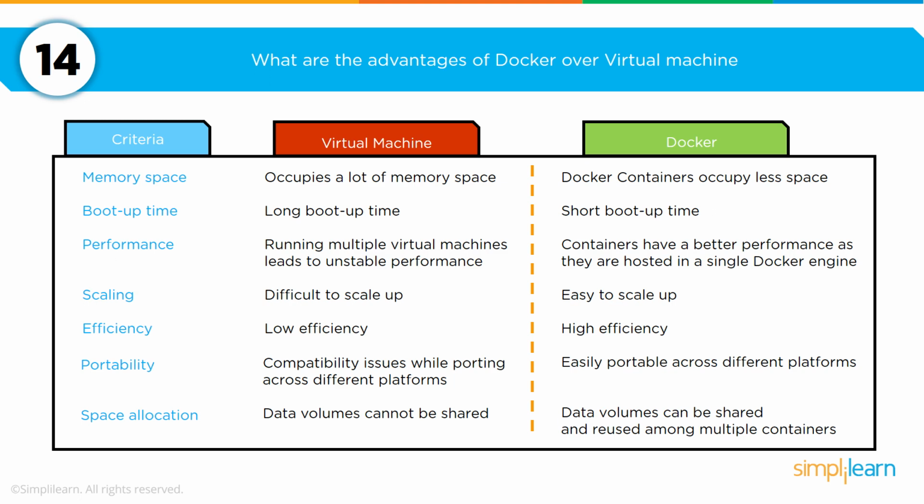First of all, Docker containers occupy significantly less space than a virtual machine or a dedicated machine. The boot up time on Docker is significantly faster than a VM. Containers have a much better performance as they are hosted in a single Docker image. Docker is highly efficient and very easy to scale, particularly when you start working with Kubernetes. Easily portable across multiple platforms. And then finally, for space allocation, Docker data volumes can be shared and reused among multiple containers.